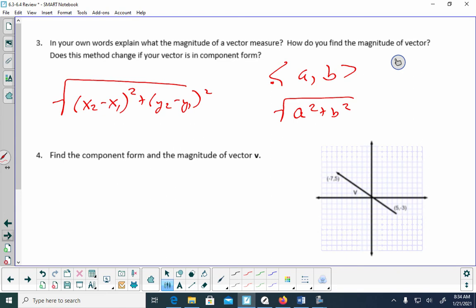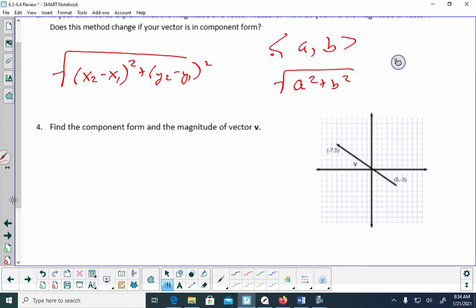Number 4 is find the component form and the magnitude of the vector v. So I have this lovely little picture here. I can see that the arrows here, which makes that the terminal side, making this side the initial side. So I'm going to do terminal minus initial. So I'm going to say negative 7 minus 5, and then 5 minus negative 3, and when I do that, I get negative 12, 8.